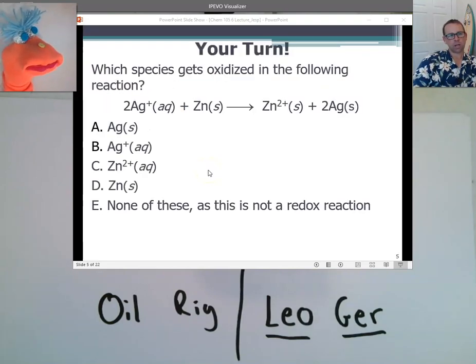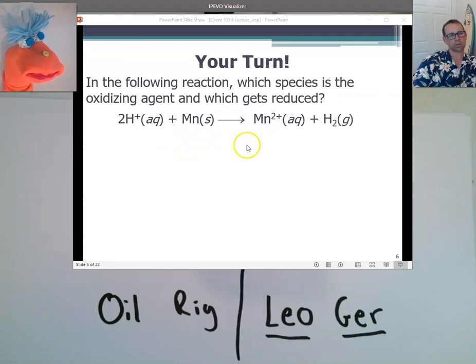Fabulous. Here's one. I'll let the folks at home work on this one. Hopefully they can get it. You will look at it too. All right, I'm going to show the answer now. Push pause if you don't have it yet. Which species gets oxidized in this reaction? Zinc solid, so D. Very good. Zinc is being oxidized. It lost 2 electrons.